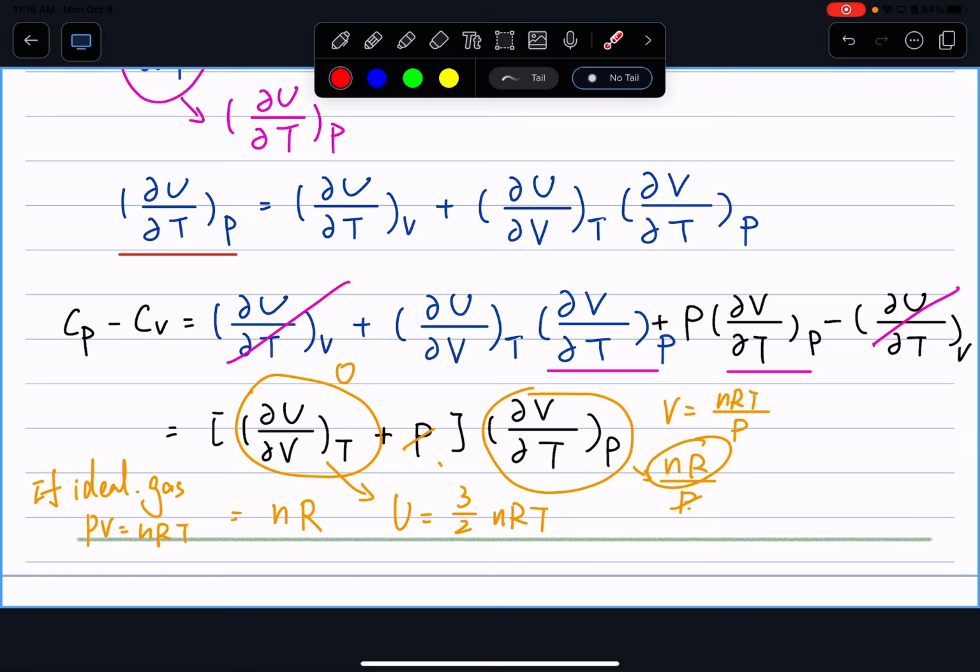All right, so this is just a quick demonstration of how we're using the fundamental equations and also just calculus to solve for some relationships of your thermodynamic properties. So in this case, it's Cp and Cv.